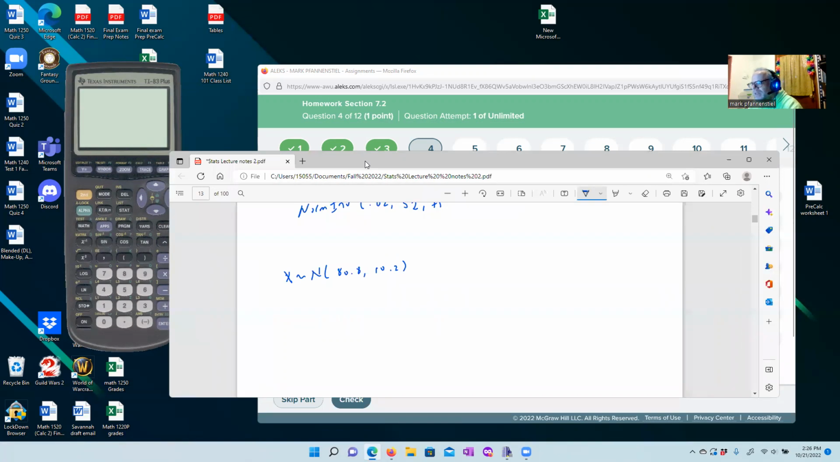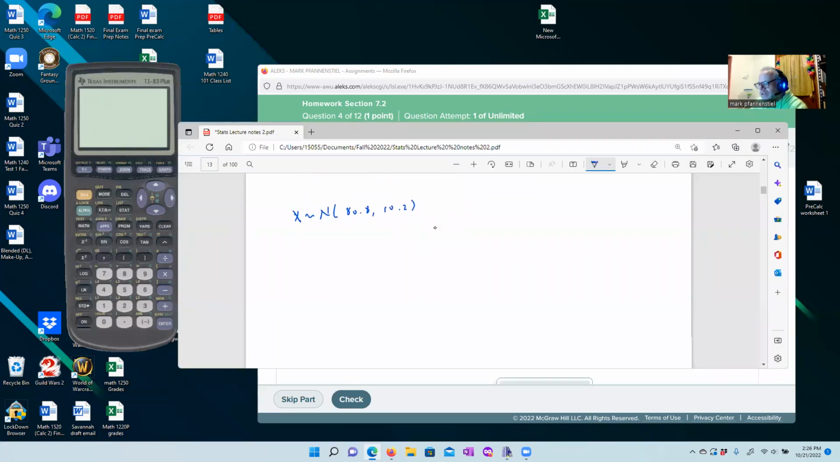So what is the proportion of women who have blood pressures lower than 69? Here's our 80.8, and we're taking steps of 10. They want to know lower than 69, a number smaller than 80.8, so we'll put it here, and then we want this area in here. So we need a number that is smaller than 80.8, in steps of 10.